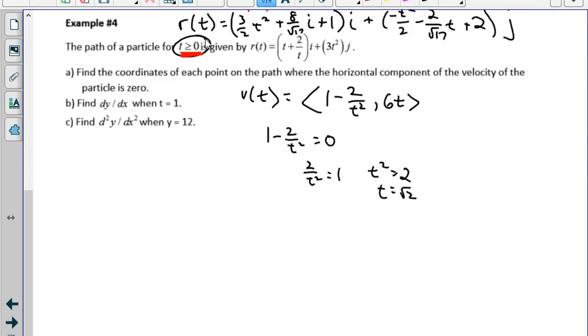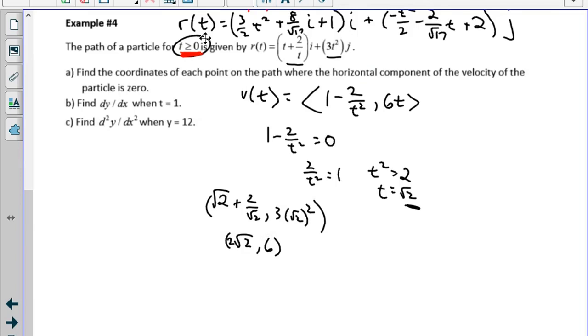So since we want the point on the path, that means we're going to substitute root 2 into the original. And so we get the point is root 2 plus 2 over root 2, comma, 3 times root 2 squared. And that is root 2 plus 2 over root 2, which is the same thing as root 2 plus root 2. So I get 2 square root of 2, and then the y part is 6. So the point on the path is 2 root 2, comma 6.